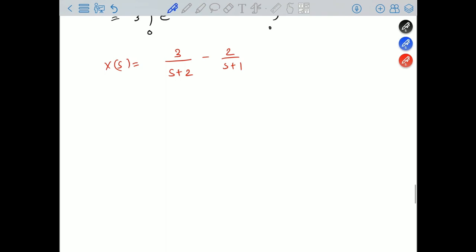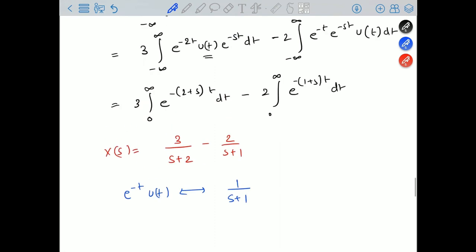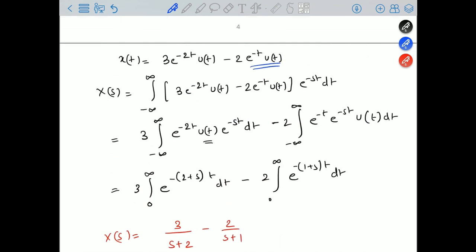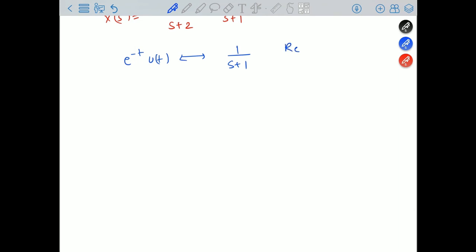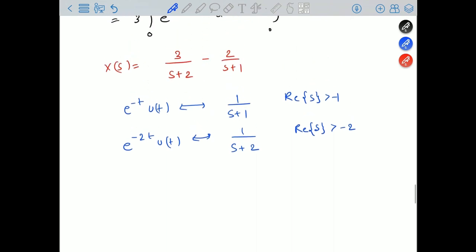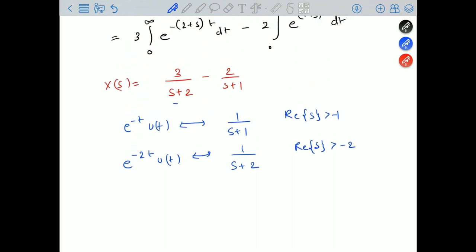Now we'll see the convergence values. For the first case, the expression was e^(-t) u(t), and its Laplace transform was 1 over s plus 1. Its region of convergence will be the real part of s greater than minus 1, because s plus 1 is greater than 0. For the second case, it is e^(-2t) u(t), which has a Laplace transform of 1 over s plus 2, and the real part of s will converge for values greater than minus 2. The final expression is the summation of these two.